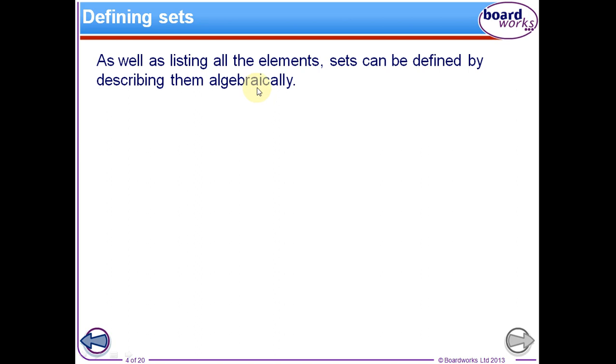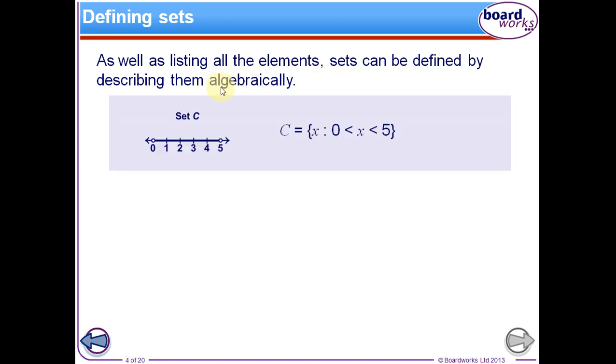As well as listing all the elements, sets can be defined by describing them or algebraically. Algebraically, guys. So now, I can represent a set on a number line. When you have this open circle here, and this open circle, it means that 0 and 5 are not inclusive. But if this 0 is shaded, then it means that it's 1 to 5. And if 0 is shaded and 5 is shaded, then that will be 1 to 4.